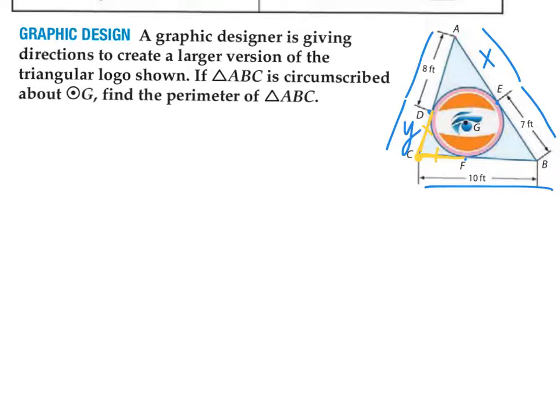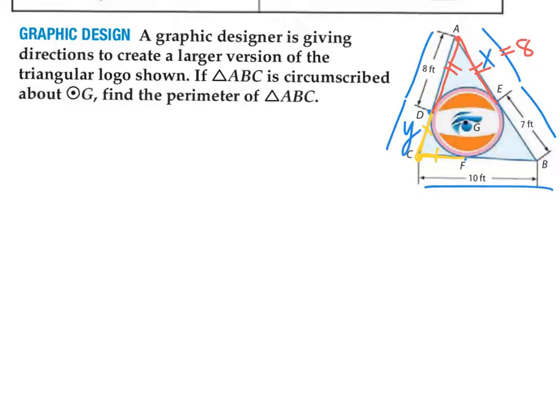Let's start here with this point A. This point A, if we draw a line to D, the line segment AD is tangent, and line segment AE is tangent, and our theorem said these are equivalent. So x is equal to 8.